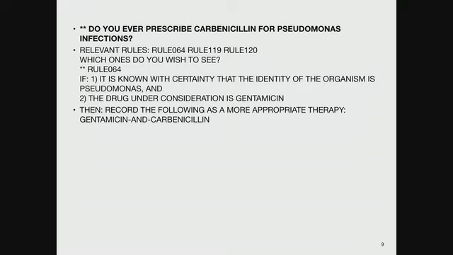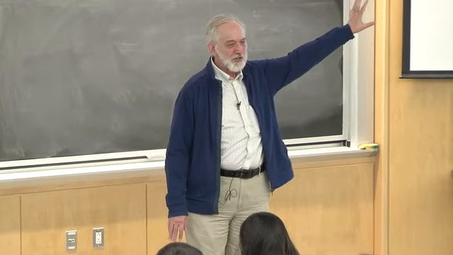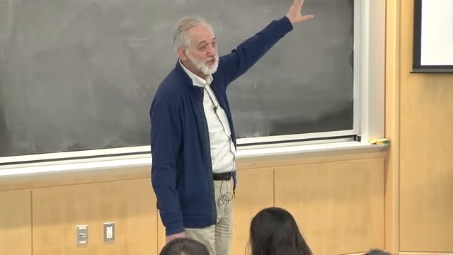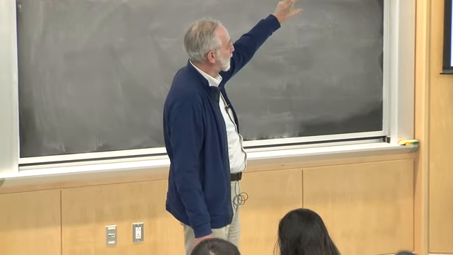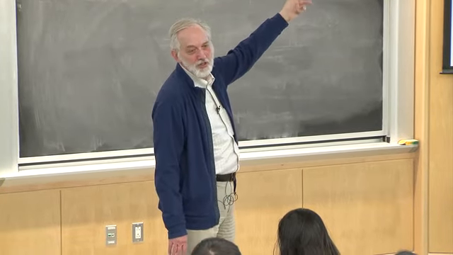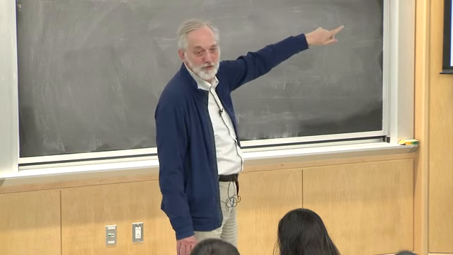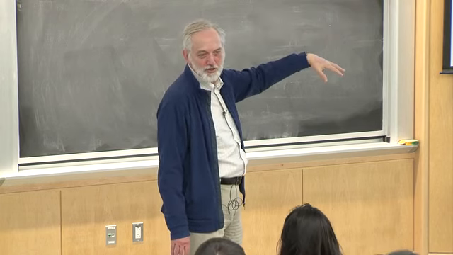And if you say, I want to see Rule 64, it says, well, that rule says if it's known with certainty that the organism is a Pseudomonas and the drug under consideration is gentamicin, then a more appropriate therapy would be a combination of gentamicin and carbenicillin. Again, this is medical knowledge as of 1975, but my guess is the real underlying reason is that there probably were Pseudomonas that were resistant by that point to gentamicin, and so they used a combination therapy.